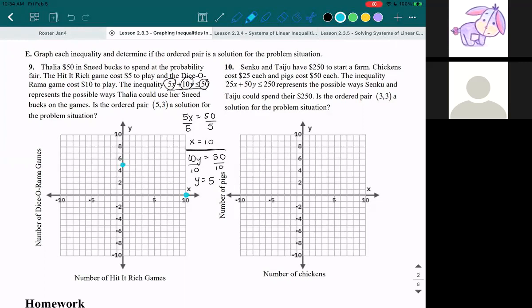Do we want to use a solid line or a dotted line? Let's take a look at the symbol over there.